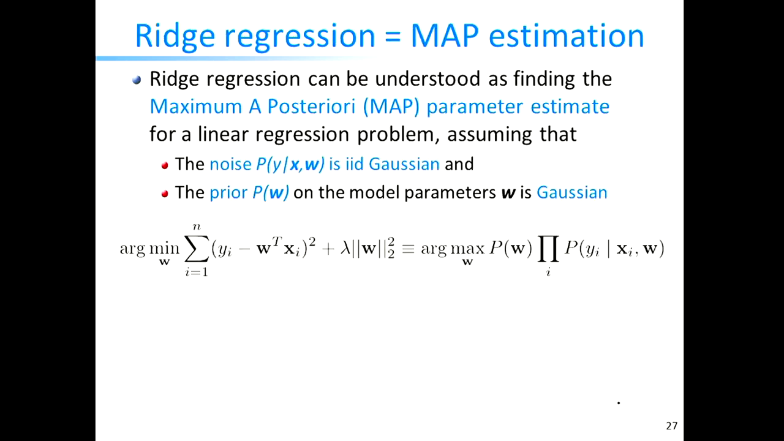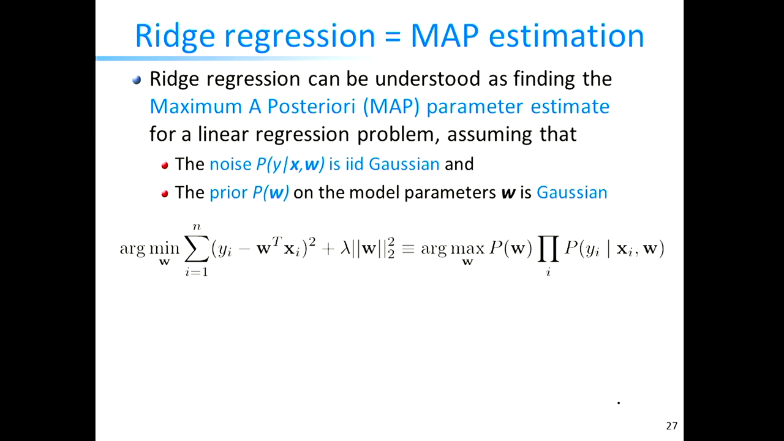Good. So this is basically what we've derived. You can view ridge regression as finding the MAP parameter estimate, the maximum a posteriori parameter estimate, for linear regression with these two assumptions: namely the noise is i.i.d. Gaussian with constant variance, independent of the input and independent across the data points, and the prior on the model parameters does not depend on the inputs and is Gaussian. Under those assumptions, ridge regression finds the most probable a posteriori parameter estimate.